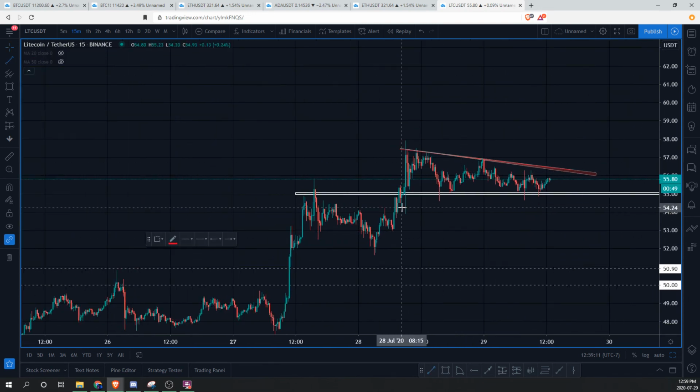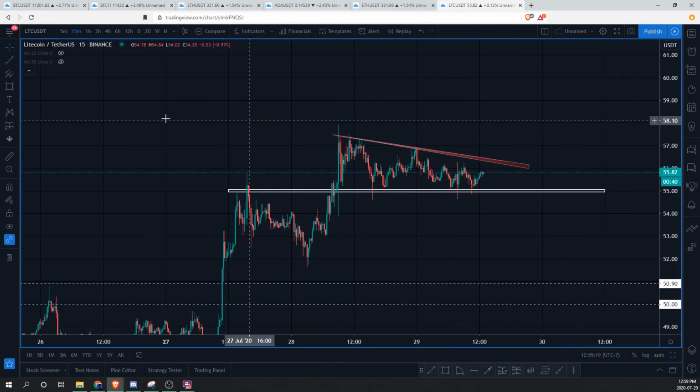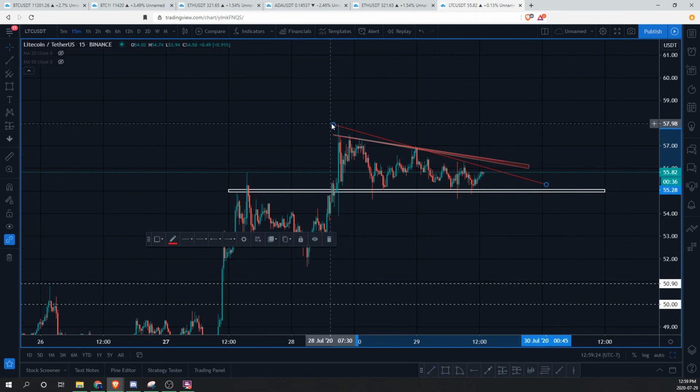Litecoin has been doing pretty well, which is kind of surprising because it hasn't been a relatively strong project in the realm of crypto, but it actually has been doing pretty decent recently, showing relative strength to some of the other alts that we're looking at, so we're going to keep an eye on this one.